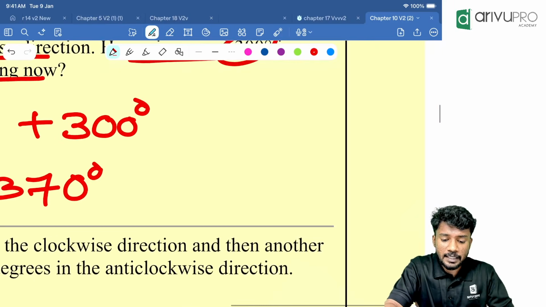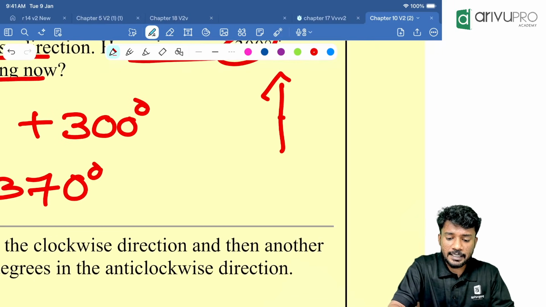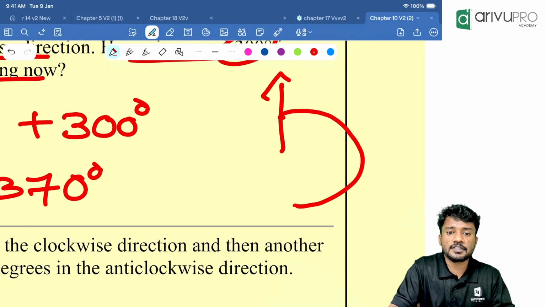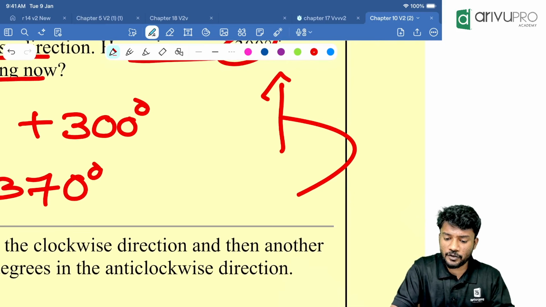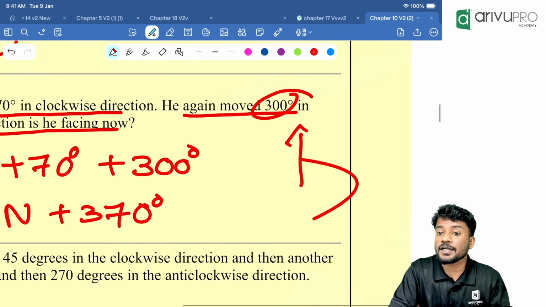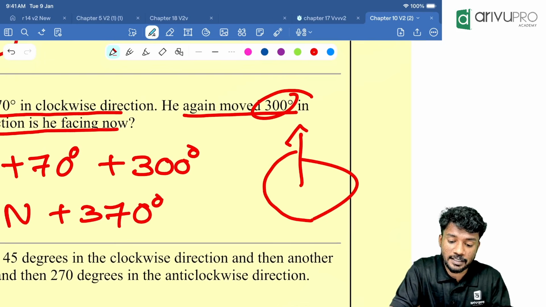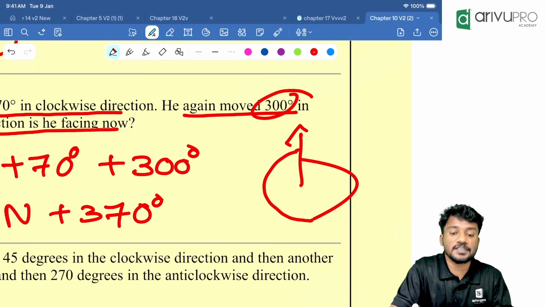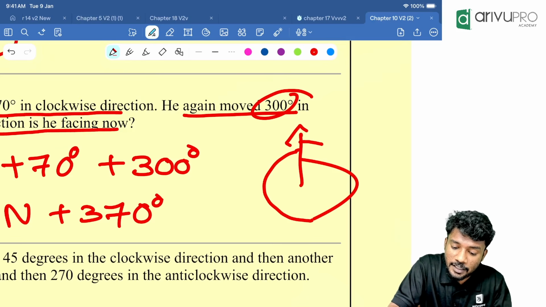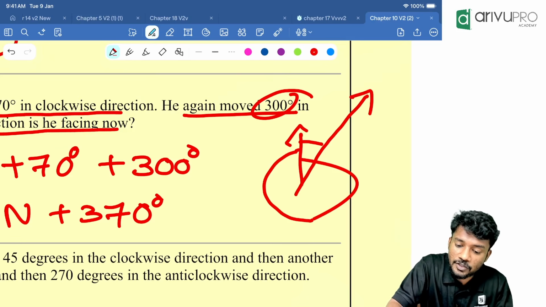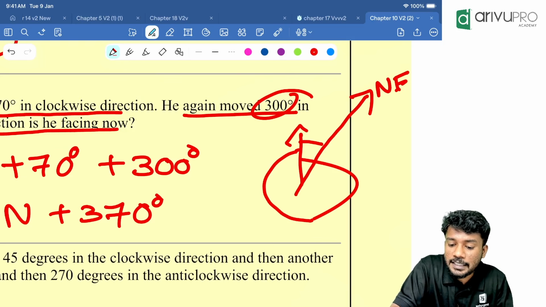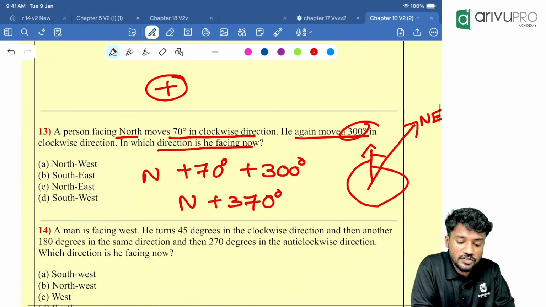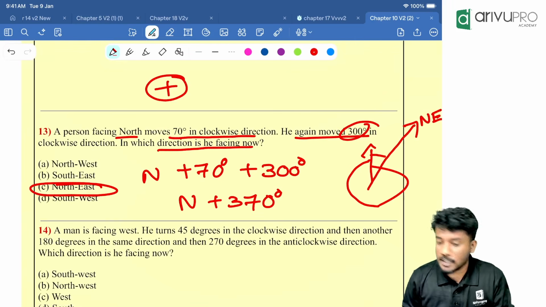People, if a person is looking here, if we rotate till here, it is 180 degree, correct? If we rotate till here, it is 180 degree, then the person will be looking towards south. But is the question 180 degree? No, it is 370 degree. Again 180, that means now he covered 360 degree. Then 10 more he needs to cover. So which direction is he looking now? Northeast is the direction. Option C is the answer.